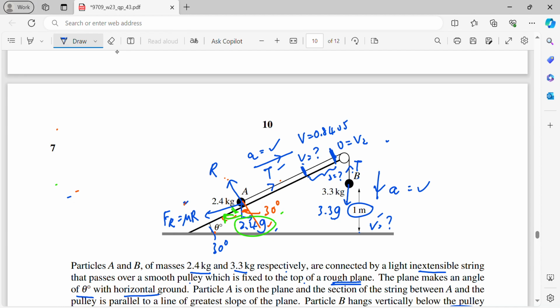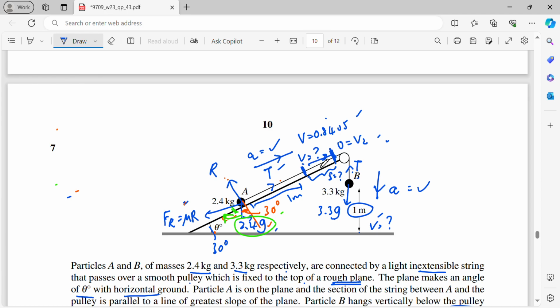I know that here is 1 meter. Here is already 1 meter. How much is the S? So with the U, this 0.8405 becomes the initial speed, and then V2 equals 0. This is the final speed. So from here, I can just use, okay, now wait, we have to find out what is the A first. What is the A? Because at this time, the string is already slack, right? So I have to find out what is my A.